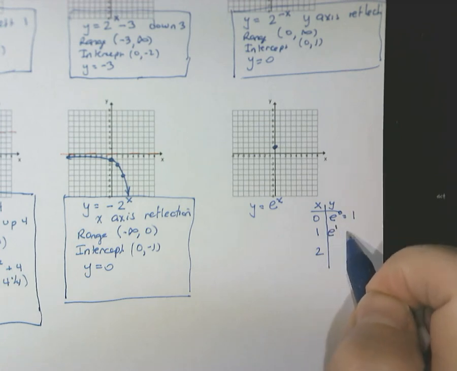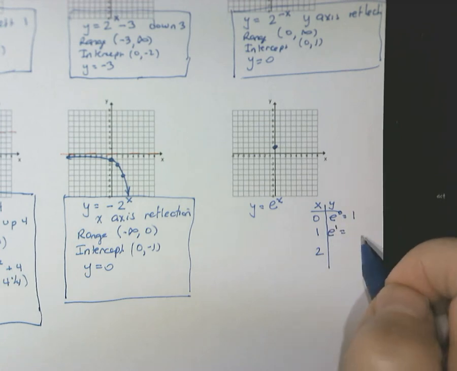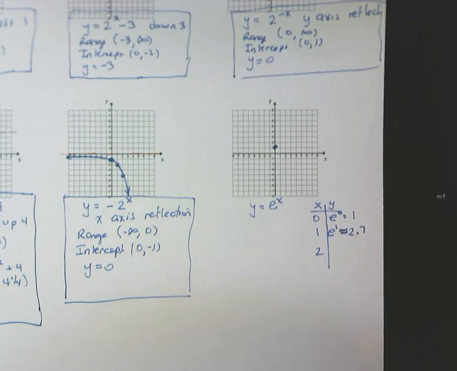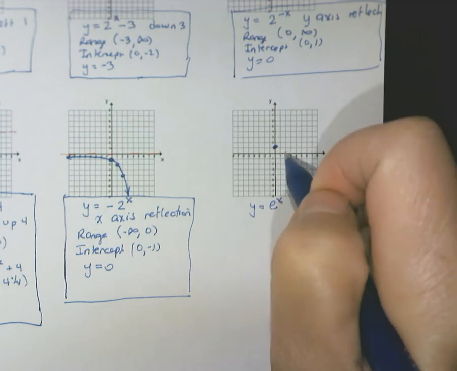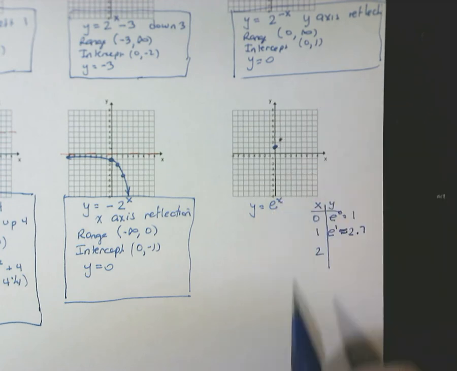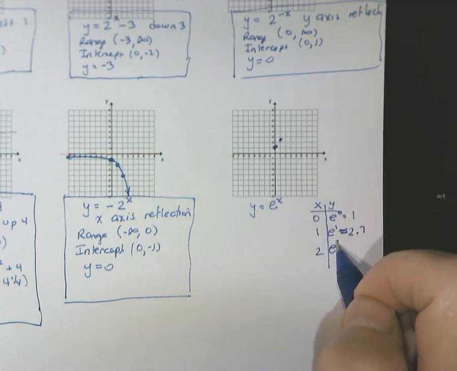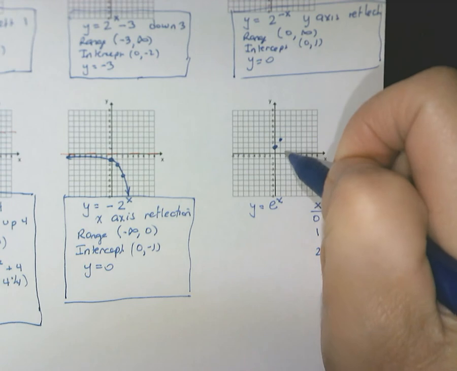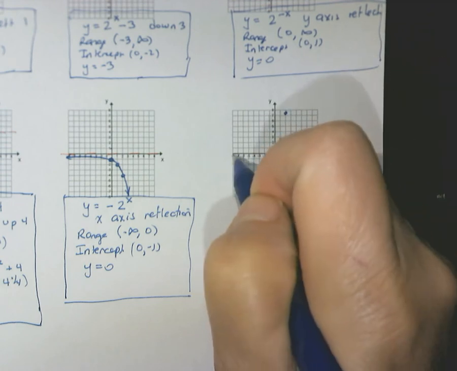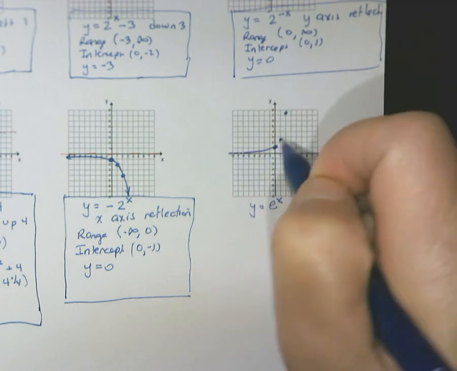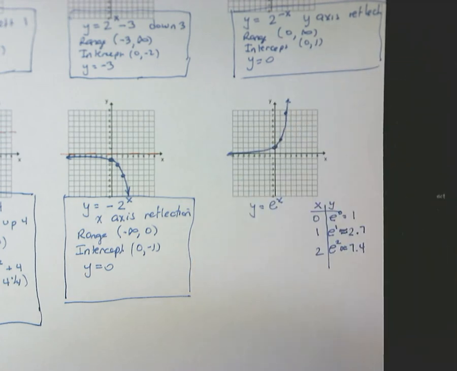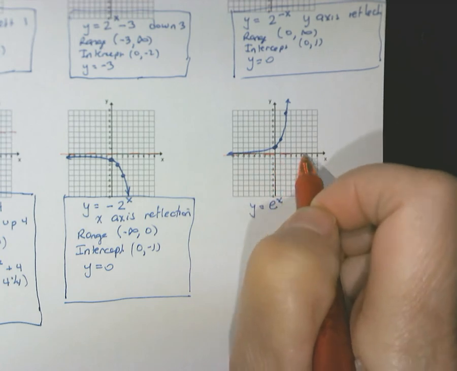E to the first, well, I said e was about 2.7. So we're going to say it's about equal to 2.7. And if I have e squared, if I do that in the calculator, it's about 7.4. So at 2, I go to about 7.4. That's enough. I've got 3 points. It looks like that. My horizontal asymptote is the same.